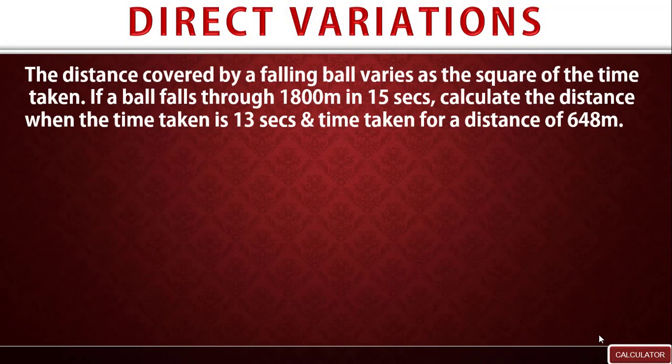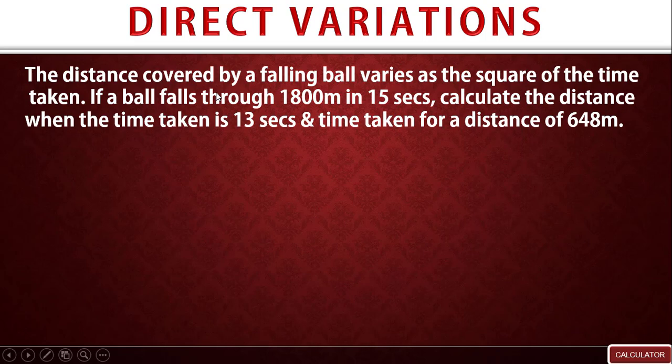The distance covered by a falling ball varies as the square of the time taken. If a ball falls through 1,800 meters in 15 seconds, calculate the distance when the time taken is 13 seconds and the time taken for a distance of 648 meters. If you look at this question, our connecting statement is that the distance covered by a falling ball varies as the square of the time taken.